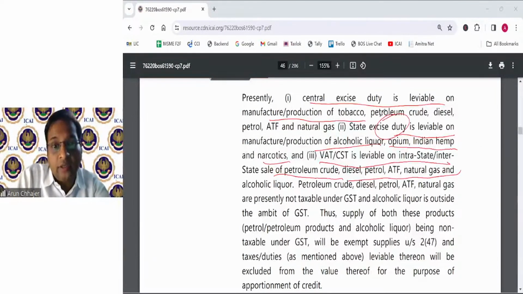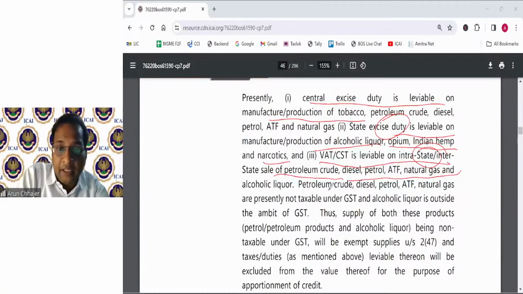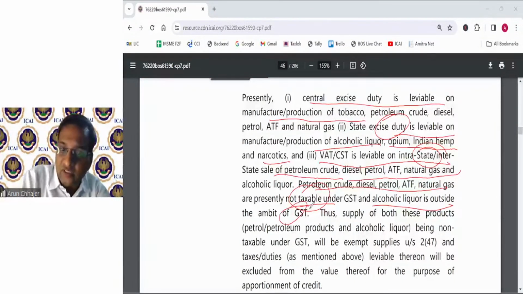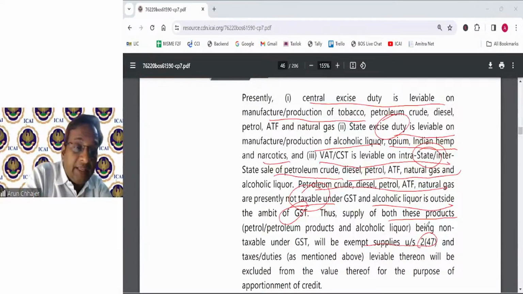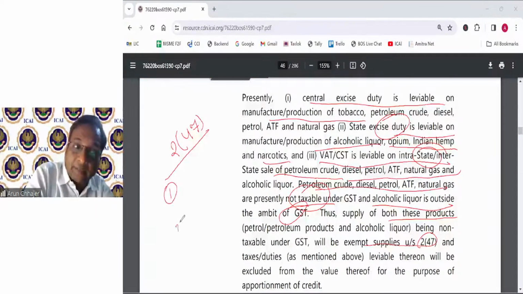State excise duty is on alcoholic liquor. That's it. Plus the third is VAT, leviable on intrastate or interstate sale of petrol. These 5 specified petroleum products are presently non-taxable and alcoholic liquor is outside the ambit of GST. Therefore, supply of both these products, being non-taxable, will be exempted supply as per section 2(47). What is the meaning? If you read the definition of exempt supply as per section 2(47), it includes 3 types of supply.